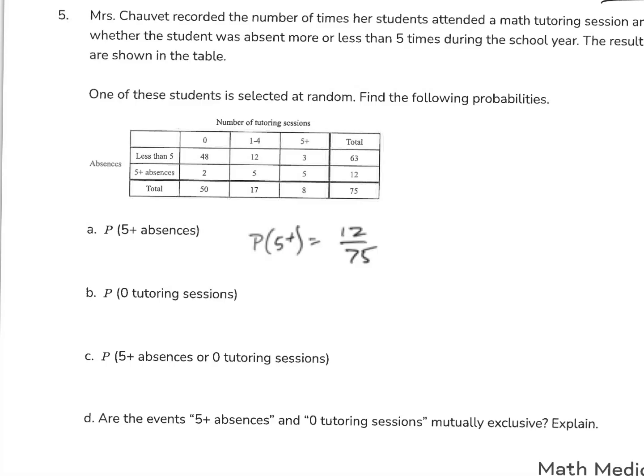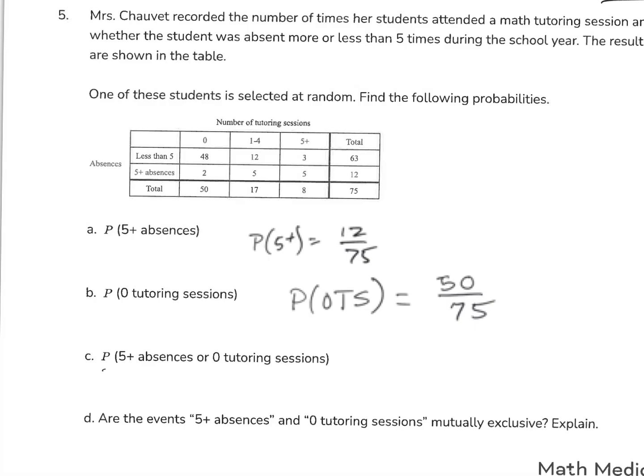Probability of 0 tutoring sessions. So the tutoring sessions are across the top. And if I look at the 0 tutoring sessions and I go down here to the total of 0 tutoring sessions, then I have 50. So probability of 0 tutoring sessions is equal to 50 out of 75.